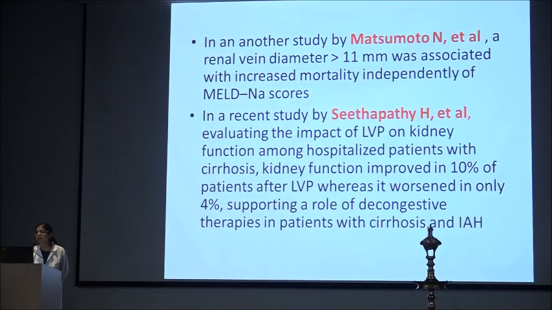In another study by Matsumoto et al., a renal vein diameter of more than 12 mm was associated with greater mortality. And then there was another recent study done by Sitapati H. et al., evaluating the impact of large volume paracentesis on kidney function among hospitalized patients with cirrhosis. Kidney function improved in 10% of patients after LVP, whereas it worsened in only 4%, supporting the role of decongestive therapies in patients with cirrhosis and intra-abdominal hypertension.